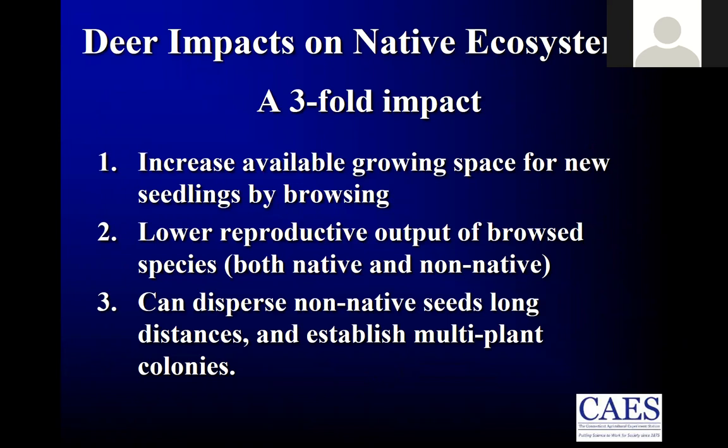Now, the way that the deer impact the ecosystem is they really do three things. They mow everything down. We've probably all been in areas where the deer herd is out of control. And by mowing everything down, they leave a lot of growing space available for new seedlings. But at the same time, they're eating a lot of the seeds before they ripen, or the flowers, so they lower the reproductive output of all the browse species. And they do that for both native and non-native. However, a lot of non-native seeds will actually be ripe when the deer consume them. Then the deer will travel miles before they eventually defecate them out. They can cause plant colonies to occur where the deer will eat the invasive seeds, transport them miles, and then poop them out.